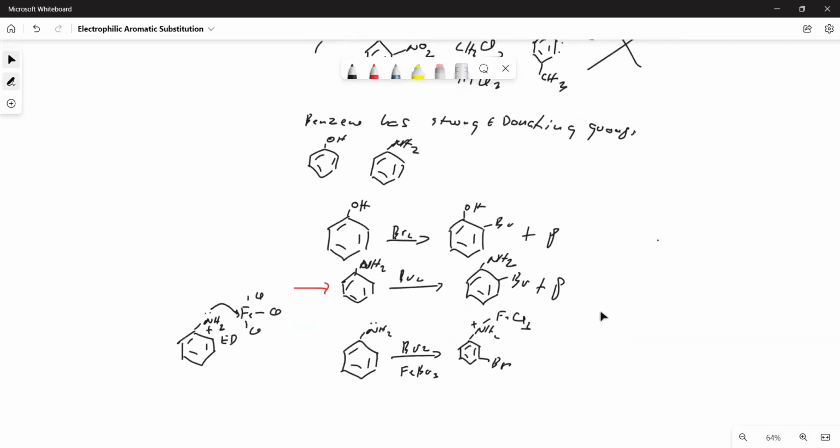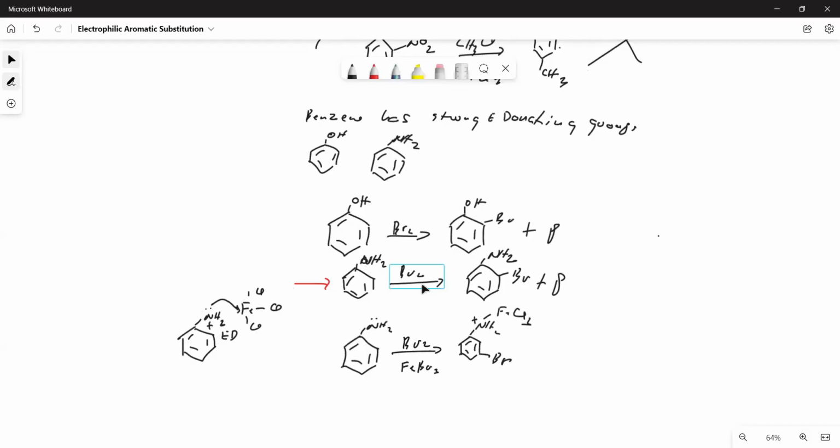However, this is an advantage, no? But a disadvantage for aniline if you add a Lewis acid. Why a disadvantage when you add the catalyst? Amines are basic compounds, right? They are basic compounds. And they react with acids. Ferric chloride is an acid, a Lewis acid.